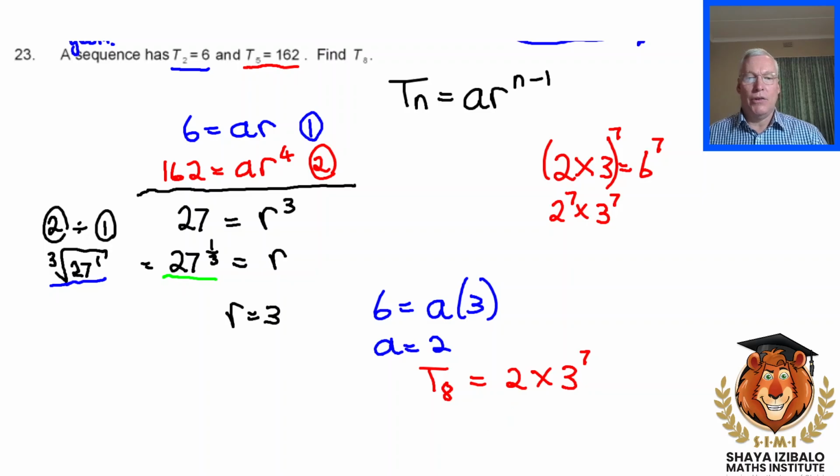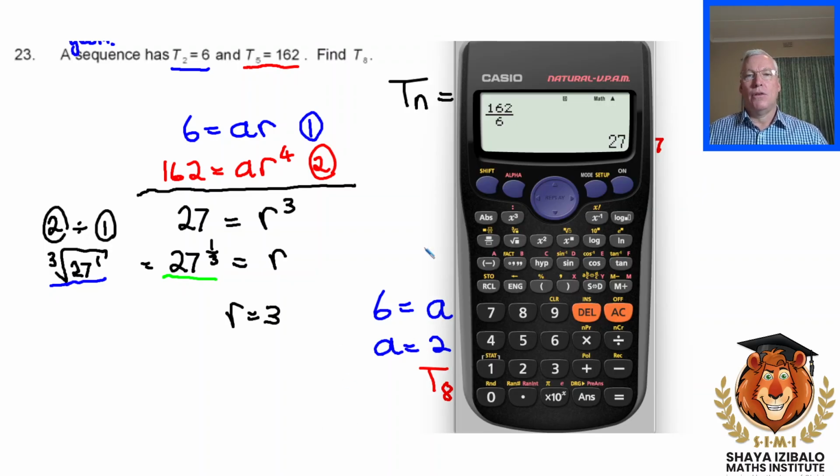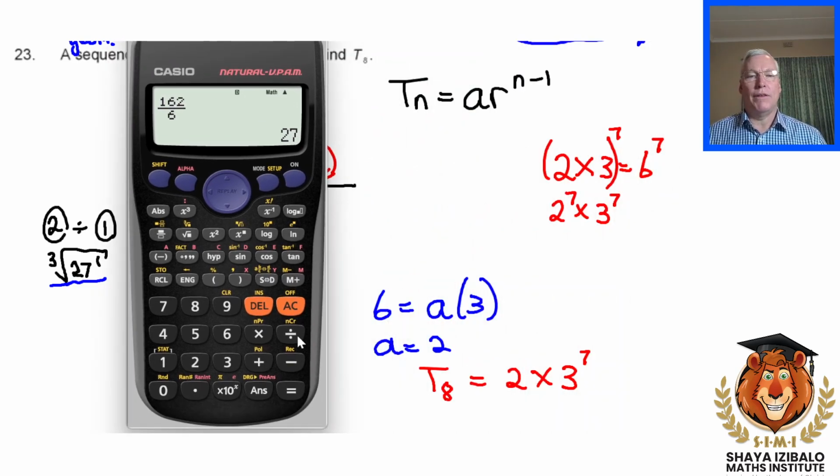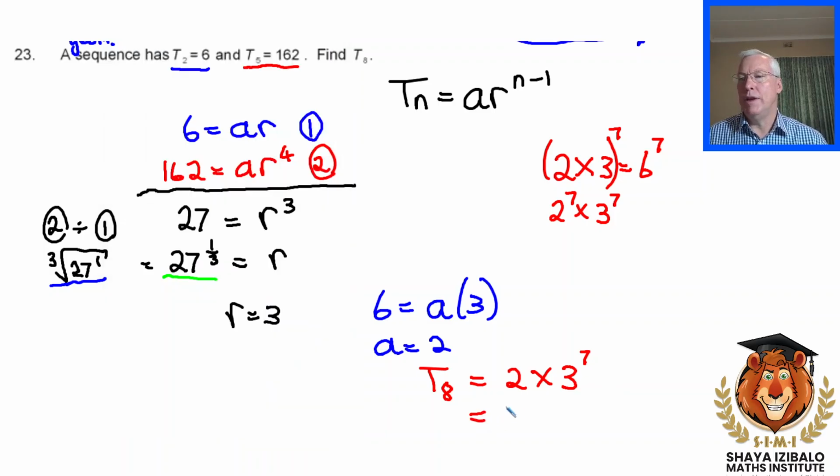Your calculator will do this correctly for you, but let's have a look at what it's going to be. It's going to be 2 lots of 3 to the 7. We just type it straight in like that, 2 times 3 to the power 7. Thankfully, our calculator knows that we do the exponent first. And there's our final answer, 4374. So T8 is actually 4374.